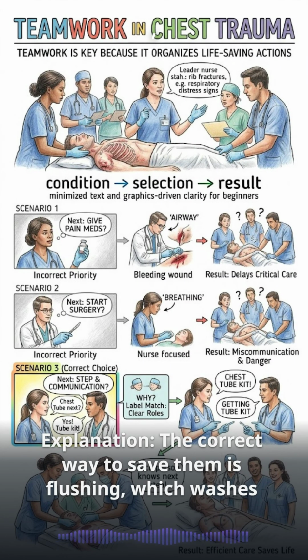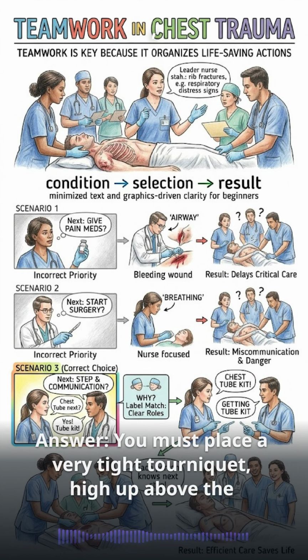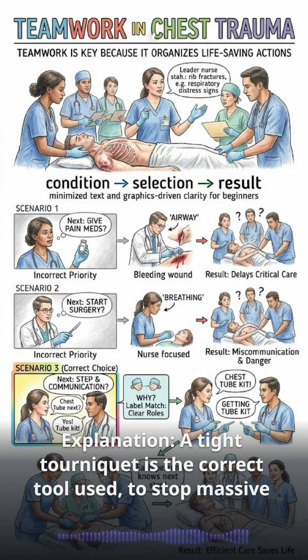What is the very first thing you must do for a completely severed arm? You must place a very tight tourniquet high up above the actively bleeding cut. A tight tourniquet is the correct tool used to stop massive bleeding completely today.